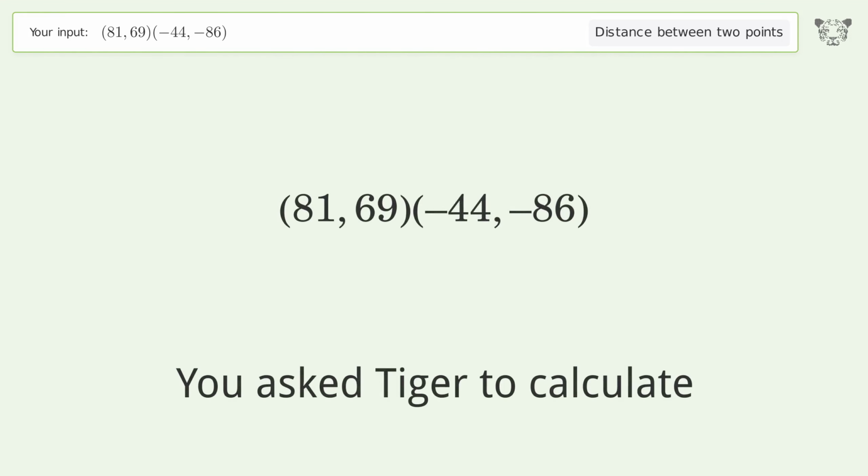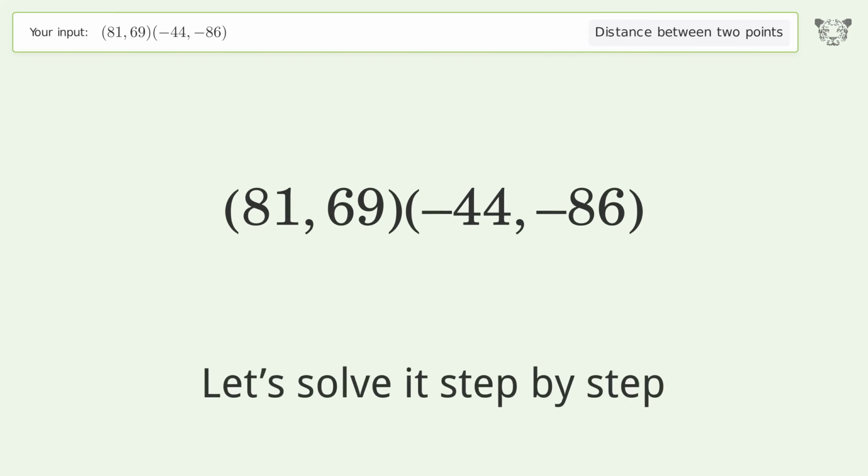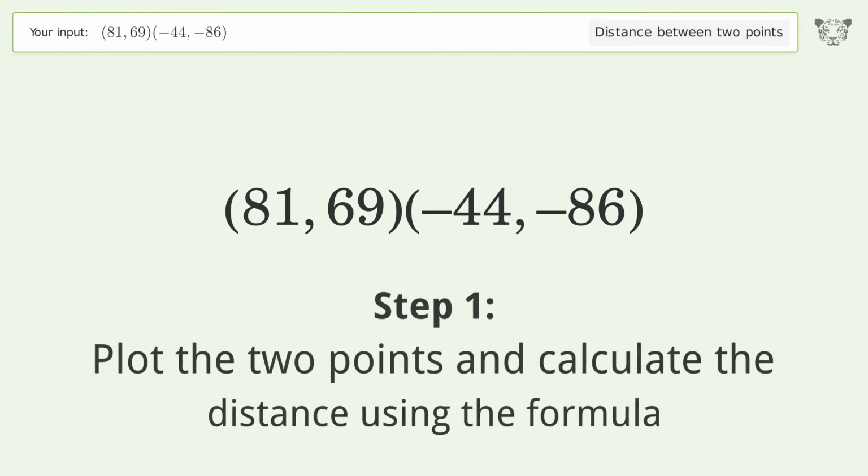You ask Tiger to calculate. This deals with the distance between 2 points. The distance between the 2 points is the square root of 39,650, or 199.123. Let's solve it step by step. Plot the 2 points and calculate the distance using the formula.